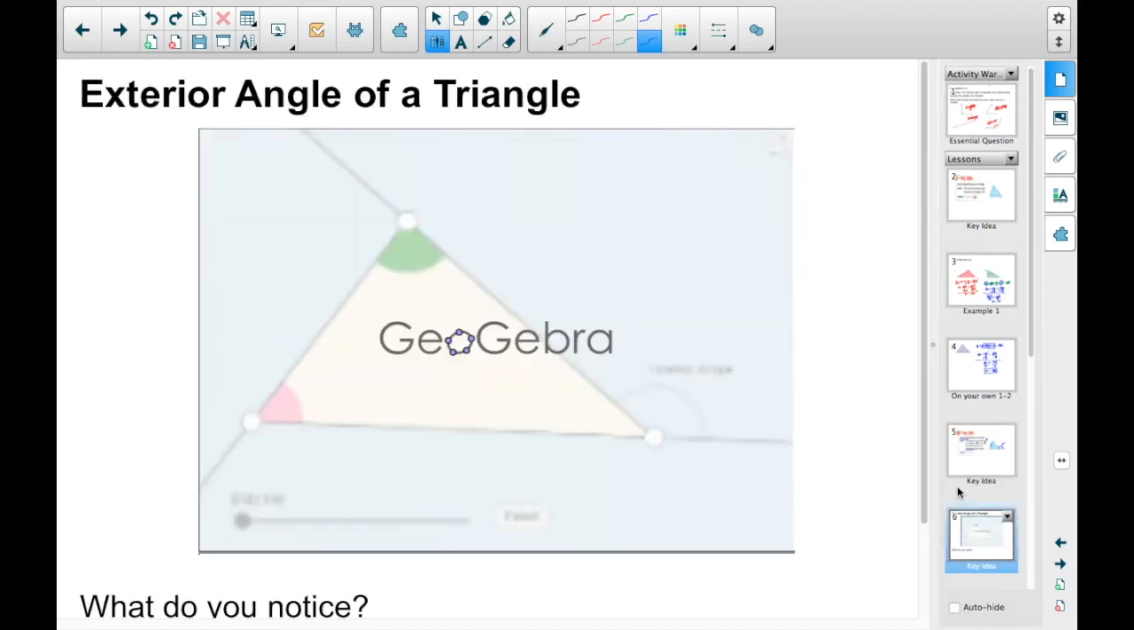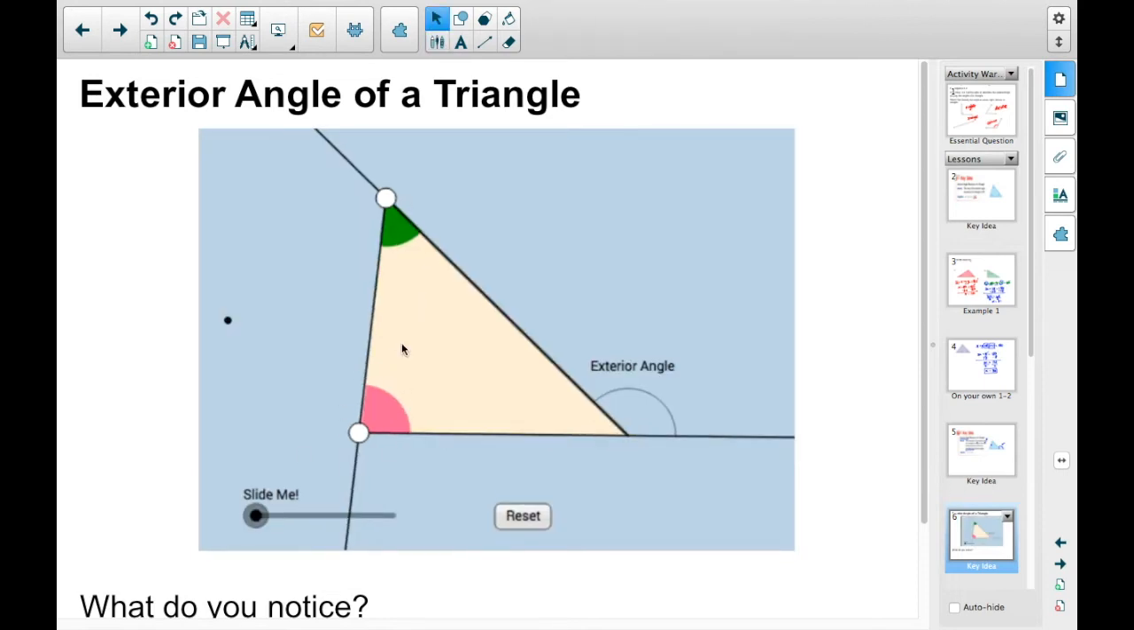I'm going to show you this cool diagram. If I take these two angles, the green and the pink, they will become the exterior angle. So I'm taking the two non-adjacent interior angles, and the sum would be the exterior angle. So vice versa, if I take that back, the exterior angle equals the sum of the two non-adjacent interior angles.